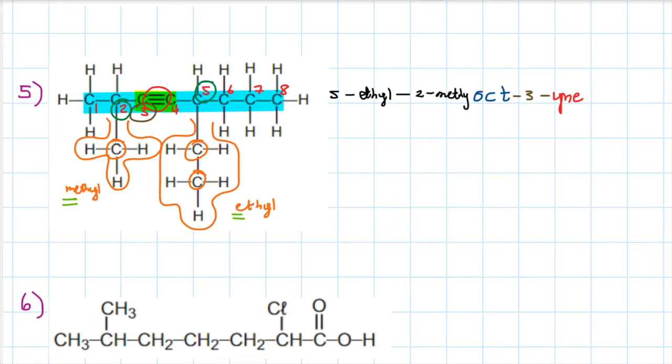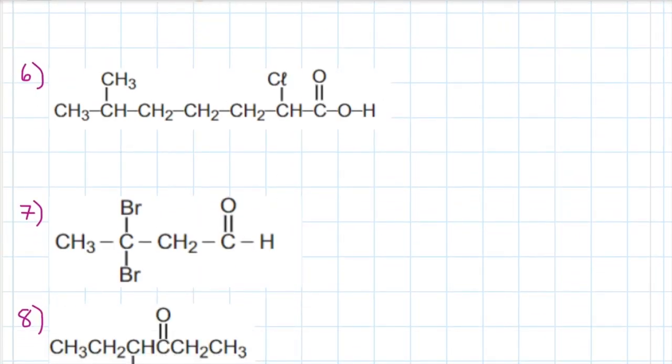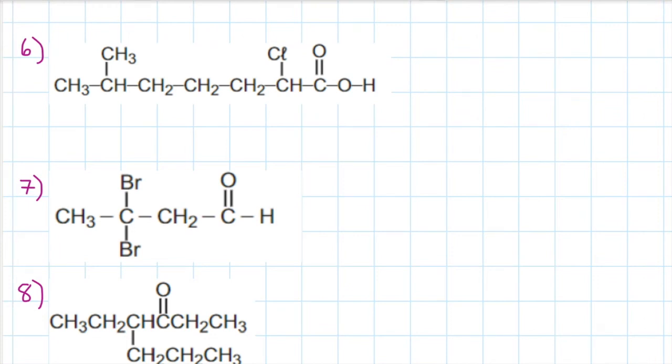2-methyl oct-3-yne. This is the name of example number 3. On to number 6. Here we again start off by identifying the functional group.